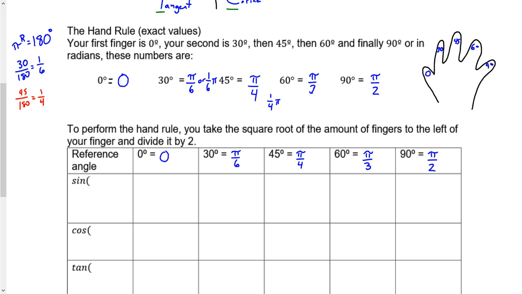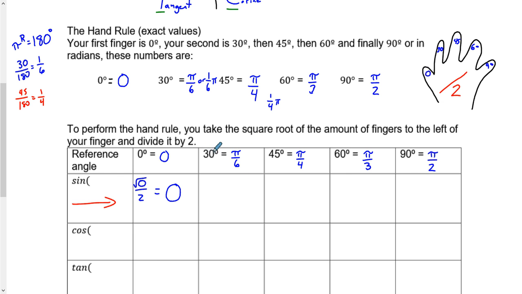Alrighty. So to perform the hand rule, you take the square root of the number of fingers to the left of your finger and divide it by 2. Now, that works for sine going this way. In relation to our 0, there are no digits to the left. So the sine of 0, or 0 degrees, or 0 radians, is the square root of 0 over 2. The square root of 0 is 0, divided by 2, which means it is 0, no matter what.